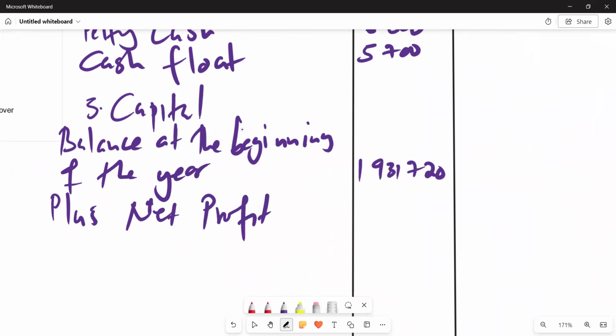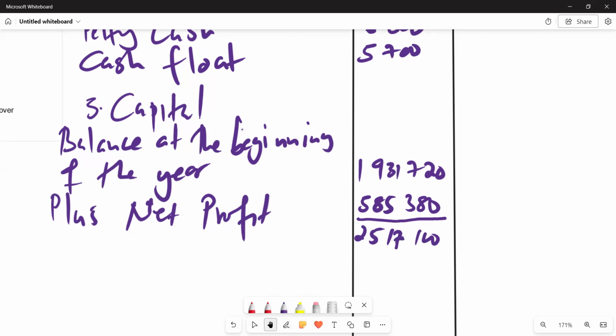And then the figure that we are going to get there is 585,380. And then if you add the two, you're going to get a total of 2,517,100. So this is what we have.